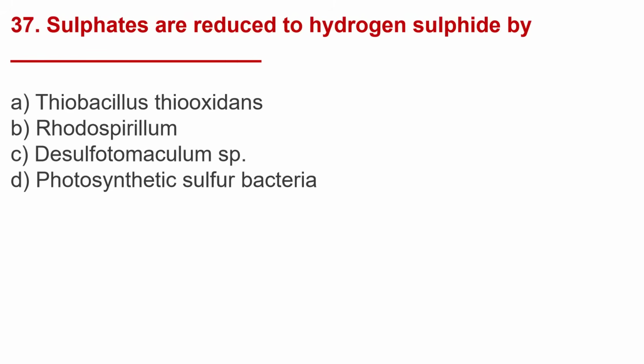Question 37. Sulfates are reduced to hydrogen sulfide by A. Thiobacillus thiooxidans, B.